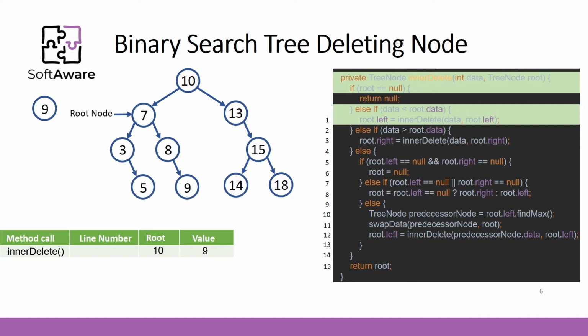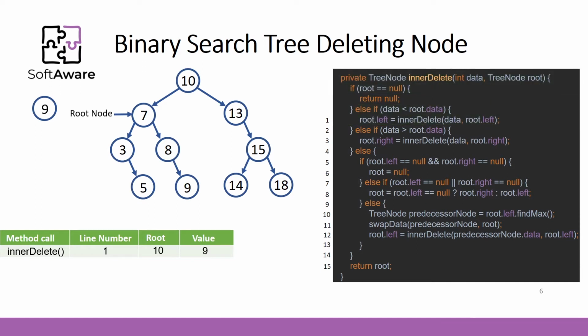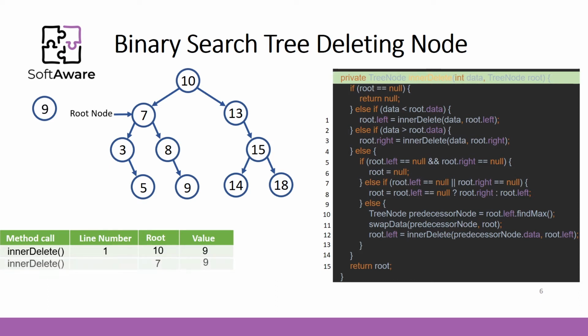So here we can store the line number, root data element, and value of 9 in our method call. This way, we will know where we have left off in this call. This will provide a better understanding of how the deletion operation works in binary search tree for the given example. At the next function call, we know that our new root is now root.left, which is 7, and the value is the same data element that we are looking for to delete that node in the given binary search tree. So we can store them in the new method call, or in other terms, in the call stack.